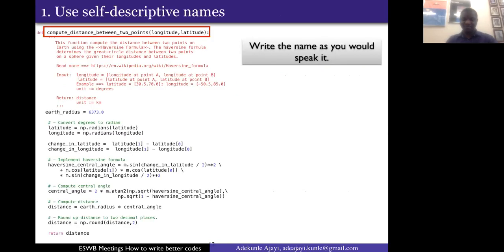First, you need to use self-descriptive names. And what do I mean by that? Your functions, your variables, they need to speak for themselves. You need to write the name as you would speak it. What is my function? What exactly do I want to do? I want to write a function that computes the distance between 2 points. So write the name of your function like that. Compute distance between 2 points. It's as simple as that. And whoever sees your function's name knows that this is what the function is going to do.